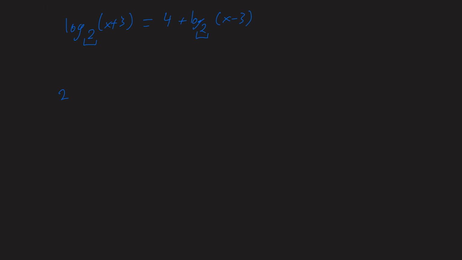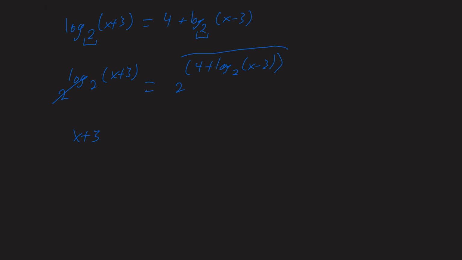So I can take 2 and raise it to both sides, and I should have something I can work with. Equals 2 raised to the 4 plus log base 2 of x minus 3. Okay? Now, on my left side, these cancel out, and I'm left with x plus 3, but I have a pretty messy expression here in my exponent on the right side.